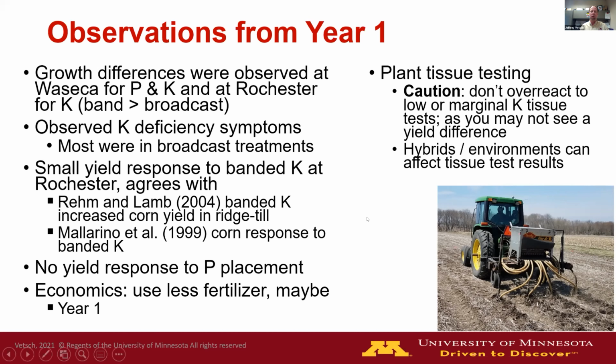Over here on the right, I just want to caution, when we look at these plant tissue tests, we need to not overreact to low or marginal results, especially for K tissue tests. As you can see, in this study, we didn't even see much of a yield difference, even though there was a wide range in soil test K, and all those tests in the unfertilized plots came below the critical threshold. Also, in the phosphorus soil test, we had much higher P, ear leaf P at Rochester than we did at Waseca. So it suggests that hybrids and environments can make a difference as well.